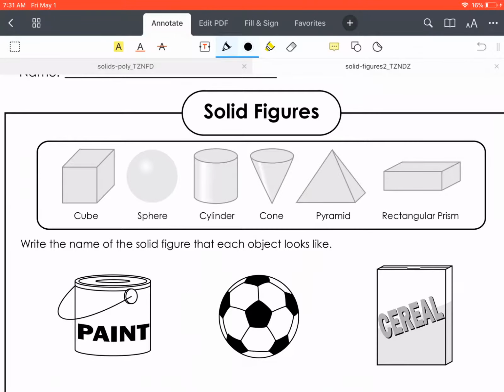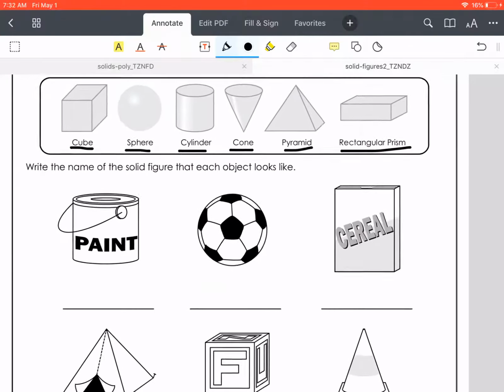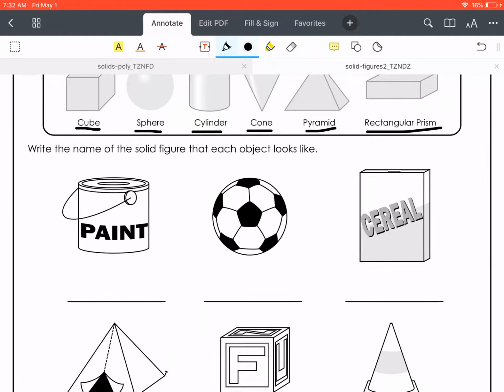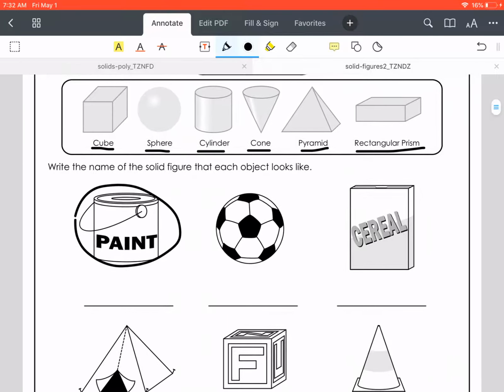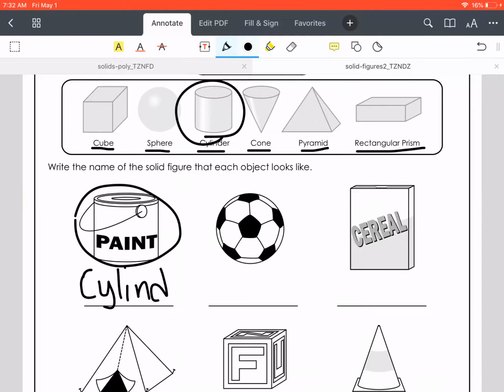Up at the top we have a cube, sphere, cylinder, cone, pyramid, rectangular prism. So we're going to start. Let's just look at this paint can. What shape does this paint can look like? Yep, this paint can looks like a cylinder.